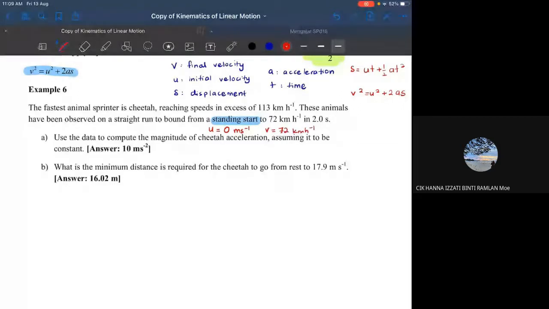Kenapa Miss ambil U dengan V kat sini, tak ambil yang dekat atas ni? Sebab kat atas tu adalah general statement dia cakap dia bergerak maksimum 113. Tapi sekarang ni dia tengah tengok animal ni tengah berlari dan dia berlari from a standing start to 72 km per hour in 2 seconds. So kita ambil timeline dia dekat sini lah. Okay. So kalau Miss, I like to write down the number supaya kita nampak kuantiti apa kan.